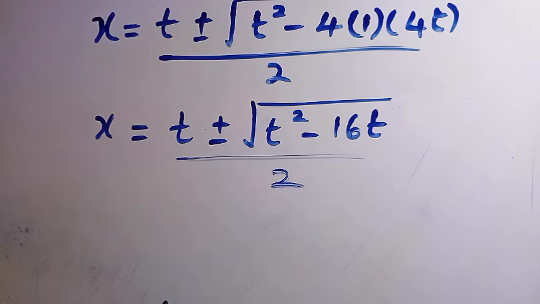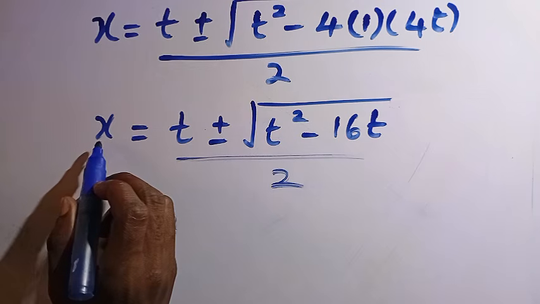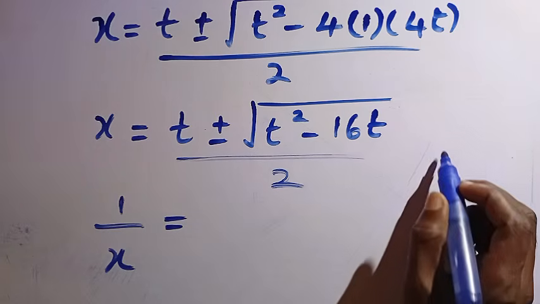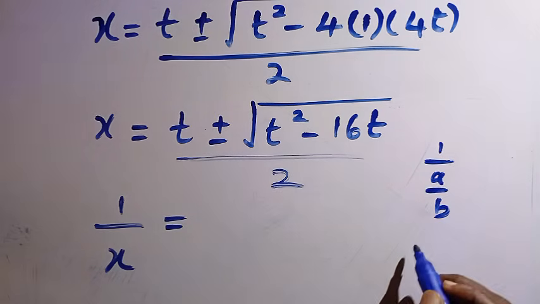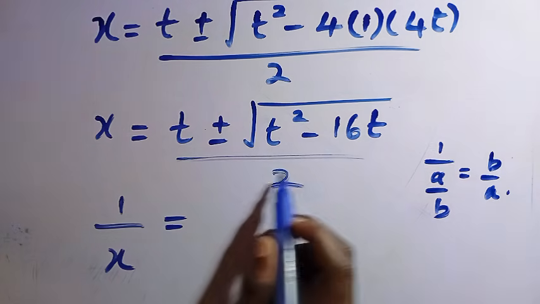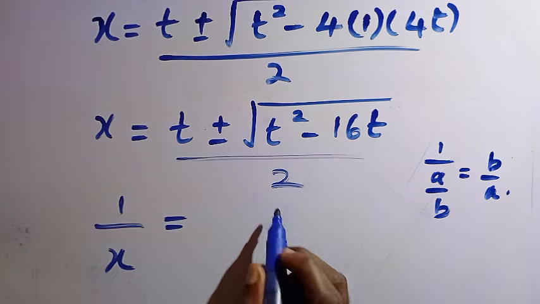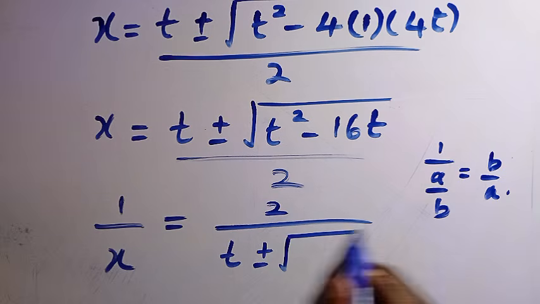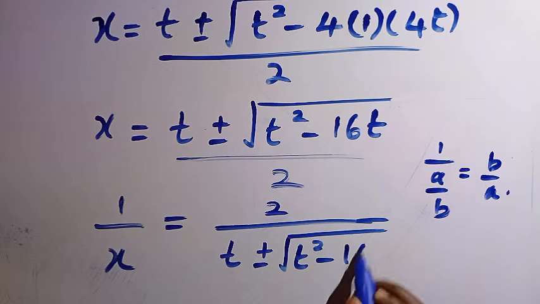So if this is for x, then we need 1 over x as the other side that we have. We have made x the subject of the formula. Then what about 1 divided by x? It means we are going to divide the whole of this by x. If you have 1 divided by a over b, this equals b divided by a. So 2 will come up and we have 2 divided by t plus or minus the square root of t squared minus 16t.